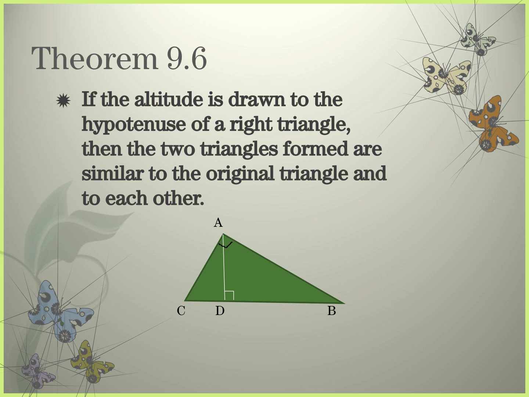If the altitude is drawn to the hypotenuse of a right triangle, then the two triangles formed are similar to the original triangle, and they're similar to each other. So what you really need to know for this guy is that there are three similar triangles.